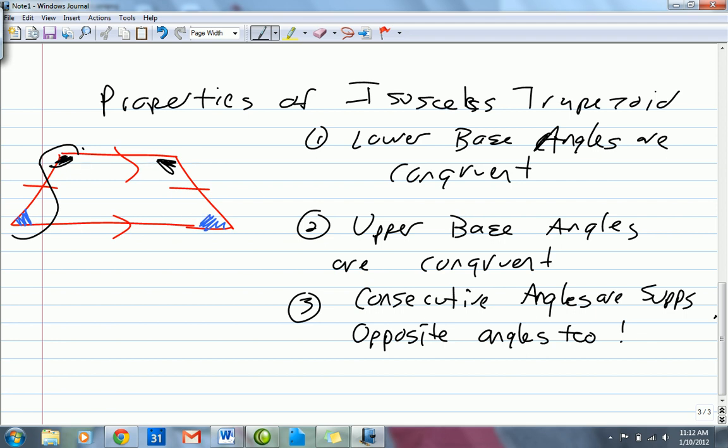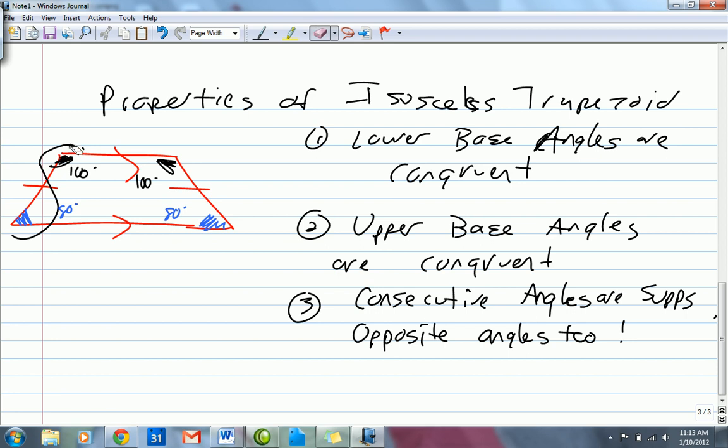Okay. So for example, if this lower base angle were 80, then this angle has to be 80 as well, because lower base angles are congruent, and this has to be 100 because consecutive angles are supplementary, and so does this have to be 100 because these two consecutive angles are supplements. Okay, opposite angles are supplements too. All right, so those are properties that have to do with the angles.